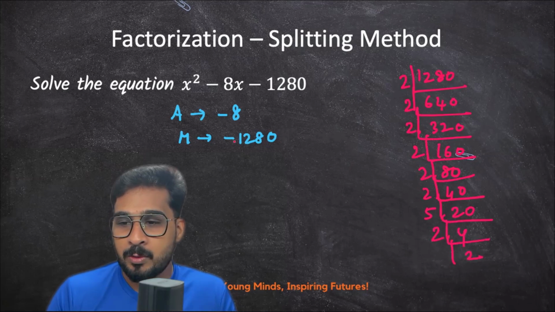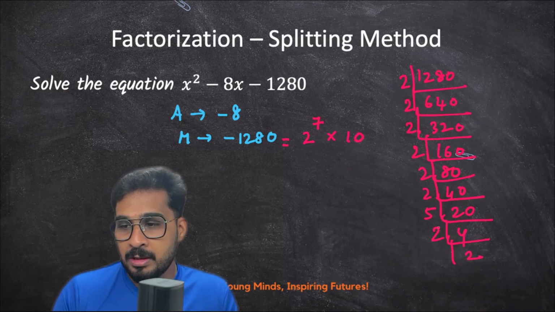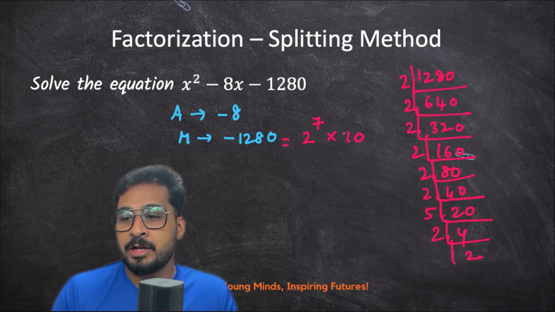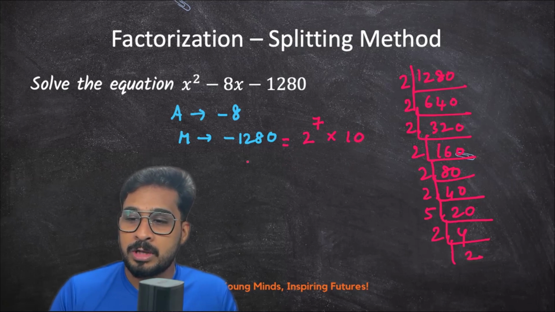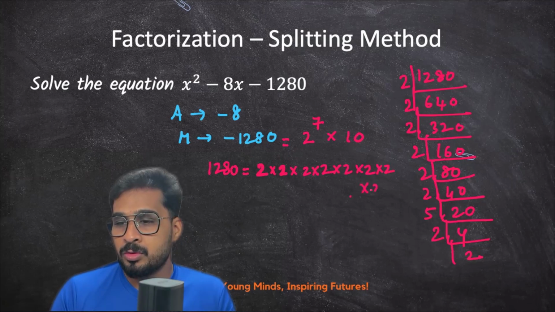So I can write 1280 as 2 power 7 into 10. That I can write as 2 power 7 into 2 into 5. So in total, 1280 can be written as 2 into 2 into 2 into 2 into 2 into 2 into 2 into 2 into 5.